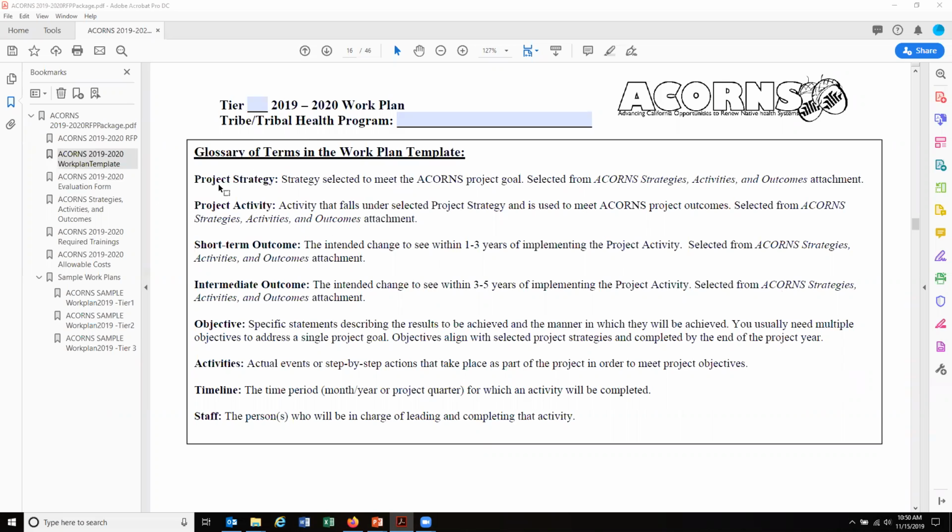This first page is mostly a glossary of terms to help you understand what each of the sections of the work plan mean and what you should be including and incorporating in that. So please familiarize yourself with this glossary of terms. It is there to be helpful, and I do think that you will find it very helpful when trying to fill out your work plan template.